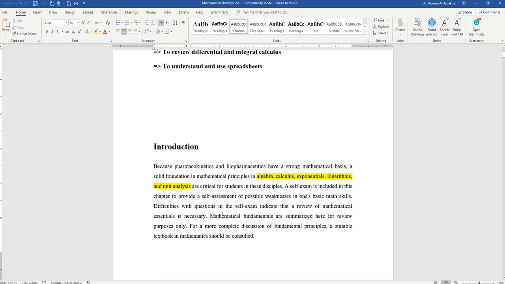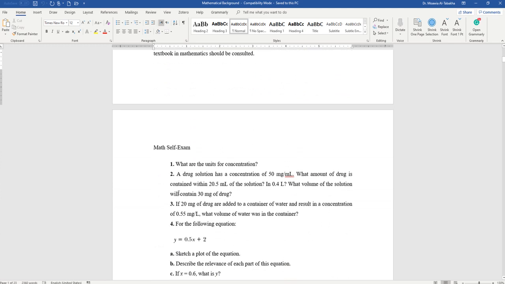In pharmacokinetics, it's very important to be familiar with algebra, calculus, exponential and logarithm. And there is something else which is important, that is the units. So I wanted to focus on the units for each parameter that we talk about, because these units are critical in describing your parameter. Okay, so let us talk about some of the things that you may be familiar with.